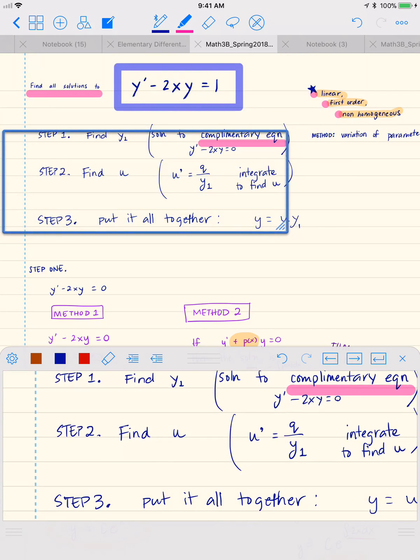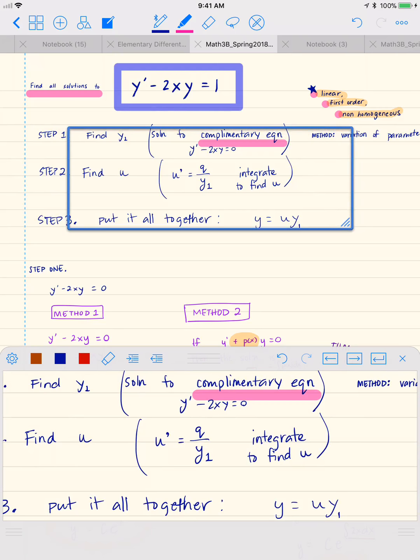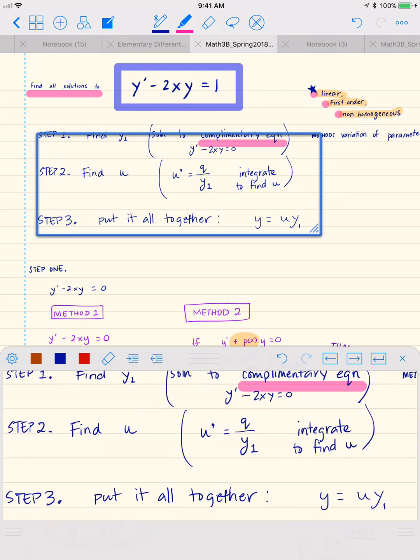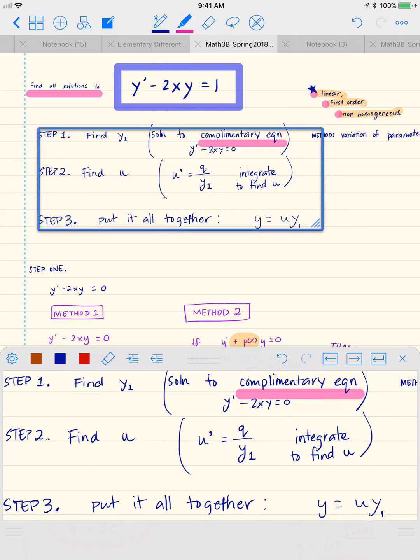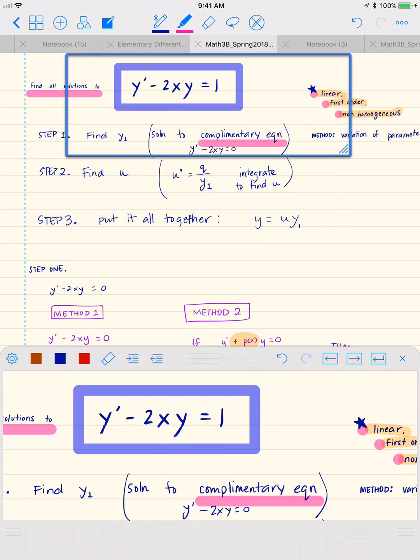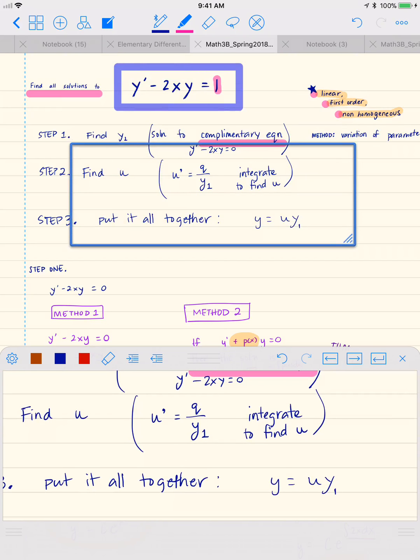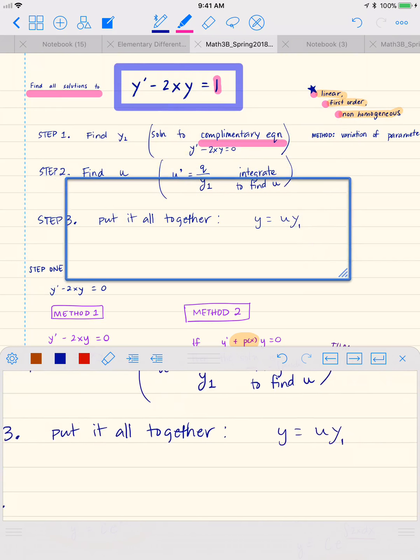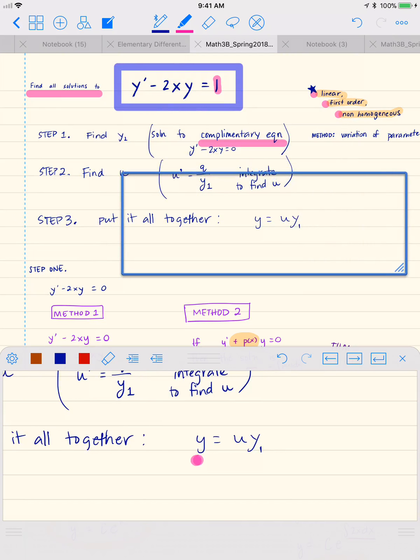Step 2 is to find u, and u prime is equal to q over y1, and we'll talk about what q is later on. Q is essentially going to be 1. This 1 here is going to be q. And then step 3 is to put it all together, and we'll use this formula here, y equals u y1.